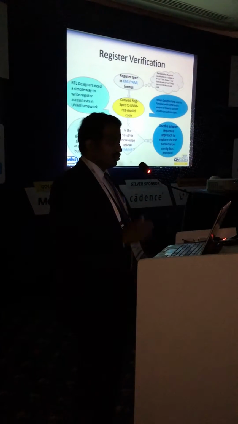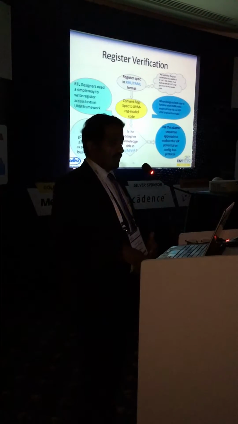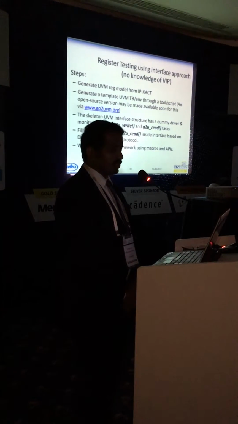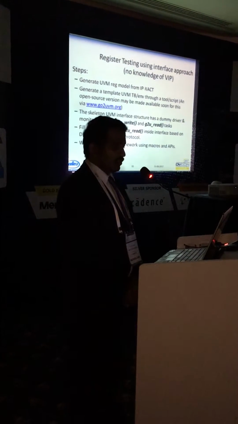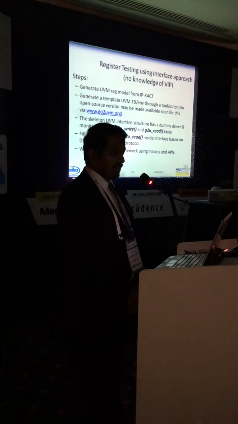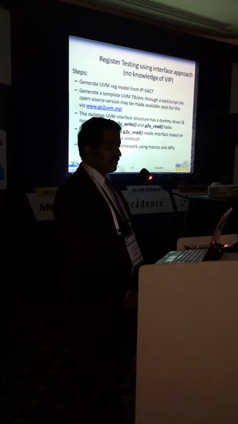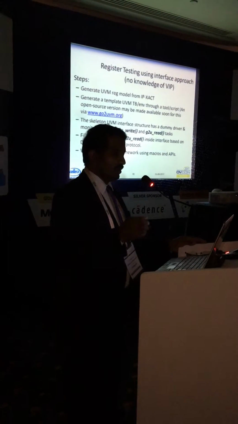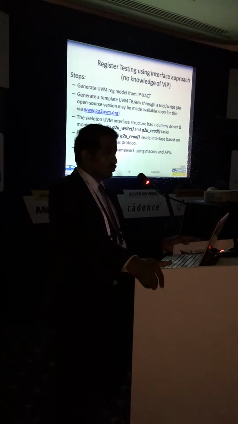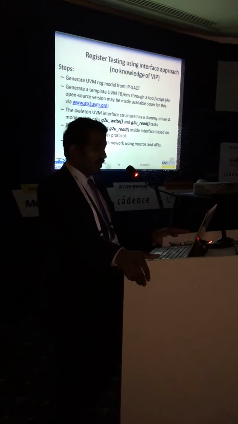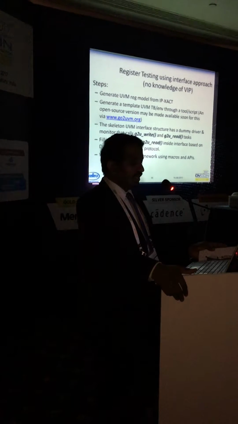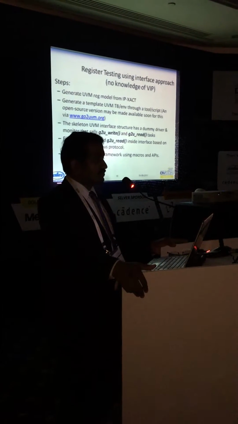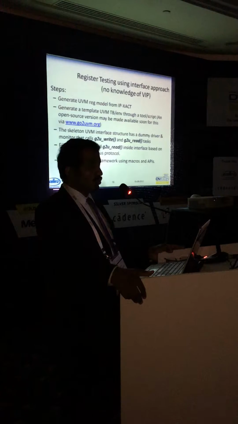In case the RTL engineer is familiar with UVM, you could also use your standard commercial VIPs. That's a part I'm skipping for today. So, steps. Generate your UVM reg model from the IP-XACT. Generate a template. Again, we have that. It's not directly on go-to-uvm.org, but it's part of a GitHub, and you could pull it out. You may have your own script, or you could use this open source script to generate the RAL model, the register model. Then the skeleton structure has a dummy driver, and that calls the GTU write and GTU read.